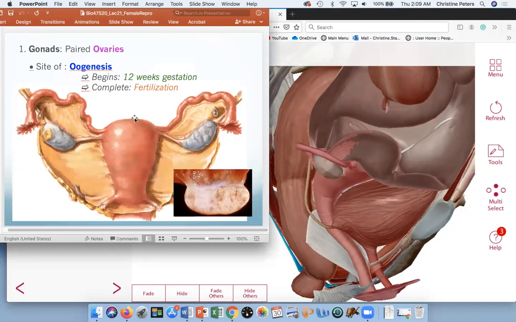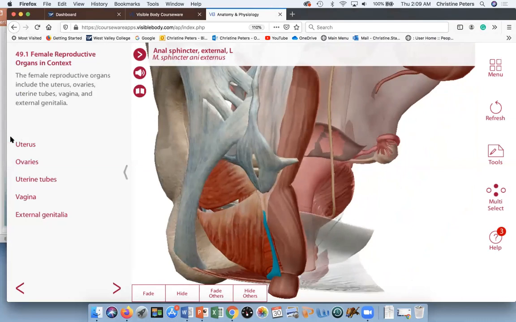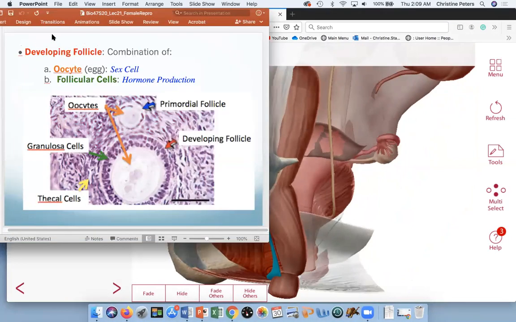So I'm looking at this again. This is that view if we were sitting way back here, looking forward. So we have it viewed from this side, okay? All right, so now what we're going to do is talk about what happens in the ovary.